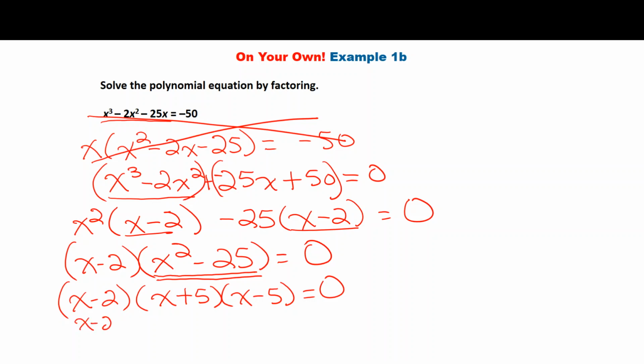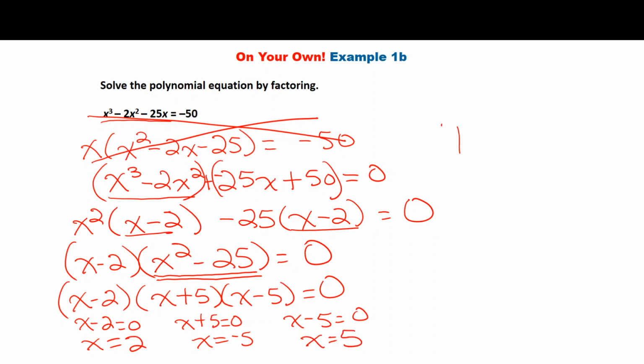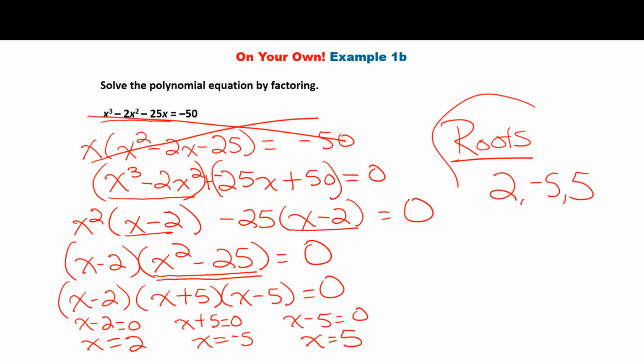So I know that x minus 2 equals 0, x plus 5 could equal 0, or x minus 5 equals 0. So x is going to equal 2, or x could equal negative 5, or x could equal positive 5. So in the end, the roots are going to be 2, negative 5, and 5. And that's your answer.